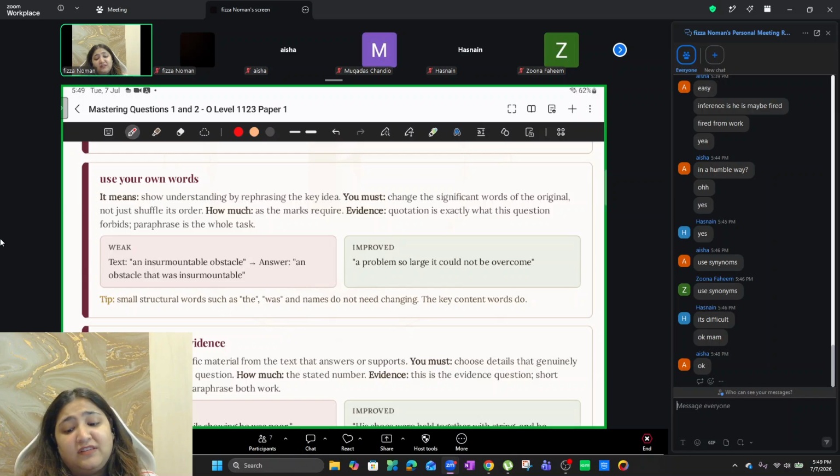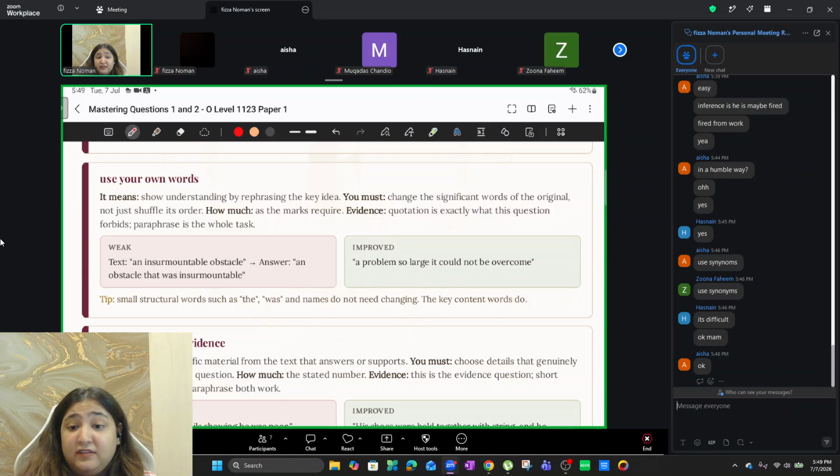Evidence, quotation is exactly what this question forbids. Paraphrasing is the whole task. That's the idea. Okay, bachcho? So, for example, text: an insurmountable obstacle. Answer: an obstacle that was insurmountable. इसे हम कहते हैं कि simply हमने sentence में थोड़ा सा structure change कर दिया. This is weak. The better answer is a problem so large it could not be overcome.